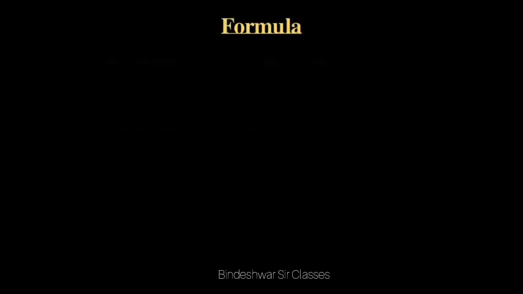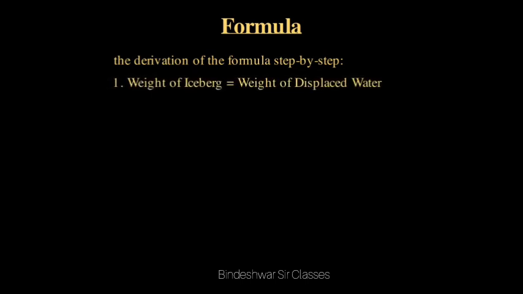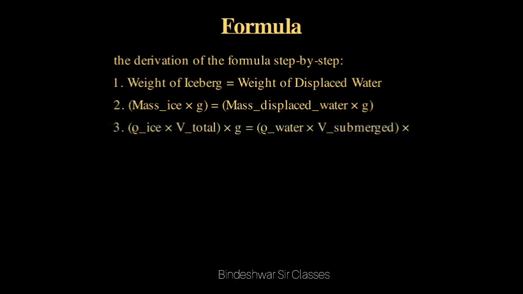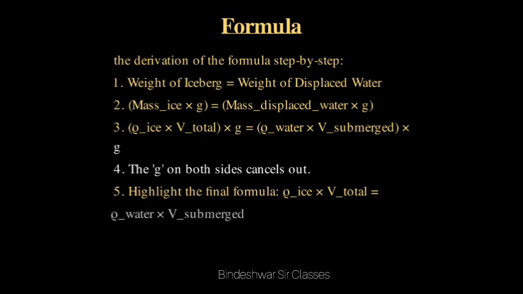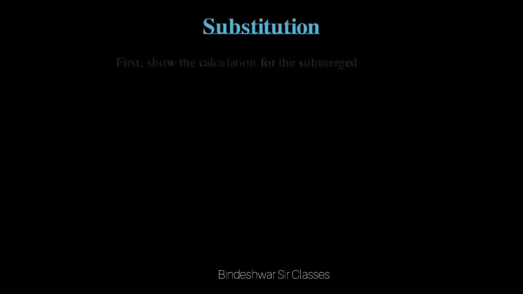From this principle, we can develop our working formula. We know that weight equals mass times g, the acceleration due to gravity. And mass is density times volume. So, the weight of the iceberg can be written as density of ice times total volume times g. Similarly, the weight of the displaced water is density of water times the submerged volume times g. By equating these two, we get a simple and powerful relation. The density of ice multiplied by the total volume is equal to the density of water multiplied by the submerged volume.